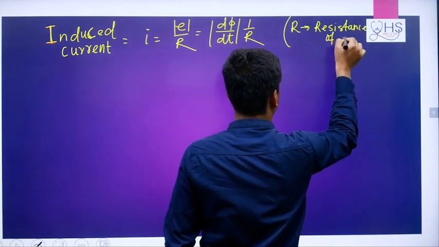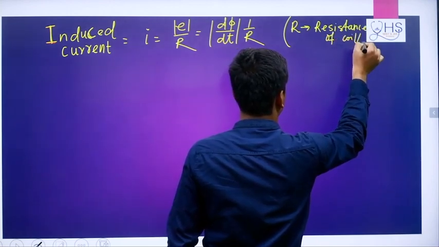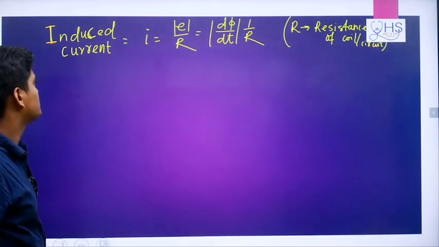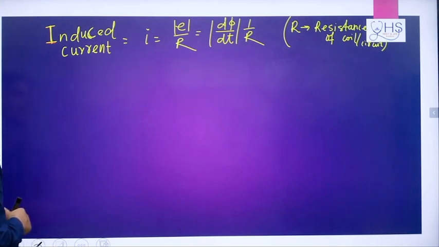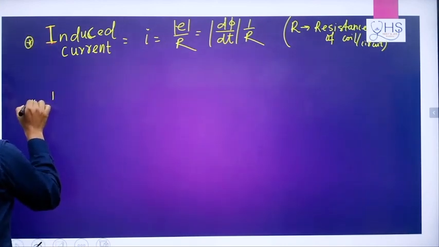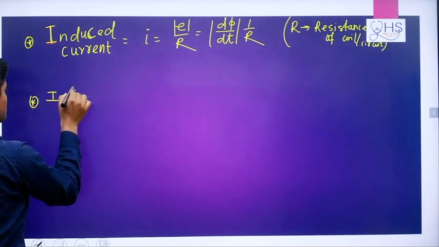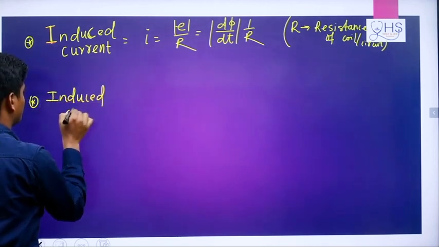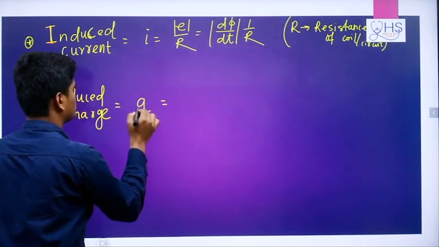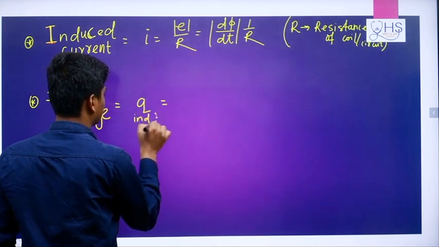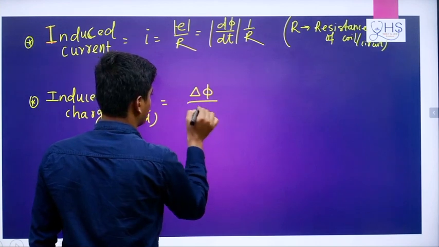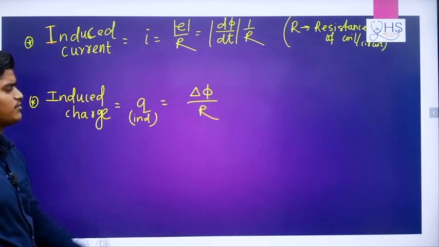Resistance of the circuit, or coil, whatever. Okay, so that is the resistance. Now from here, if you want to find the induced charge, you can find that also. Let me write Q induced, that will be better. Q induced will be change in flux by resistance.